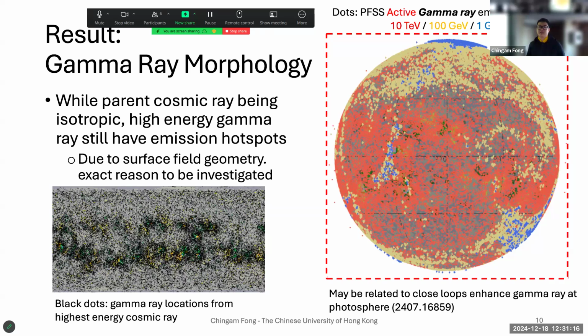But if you look here, they do concentrate around the stronger field area. So it could be something to do with the field strength, but it also could be something due to the exact field geometry. Yeah, we will investigate that further.